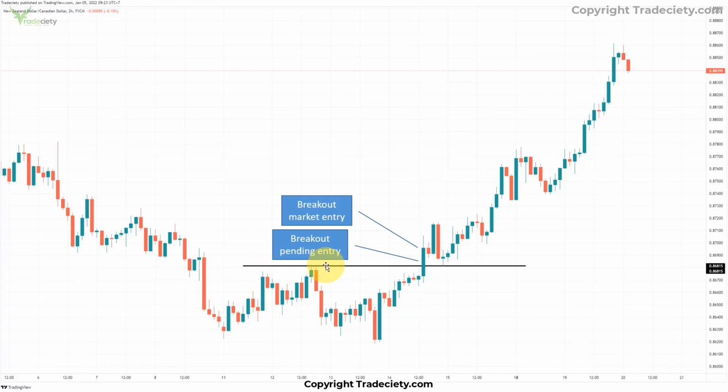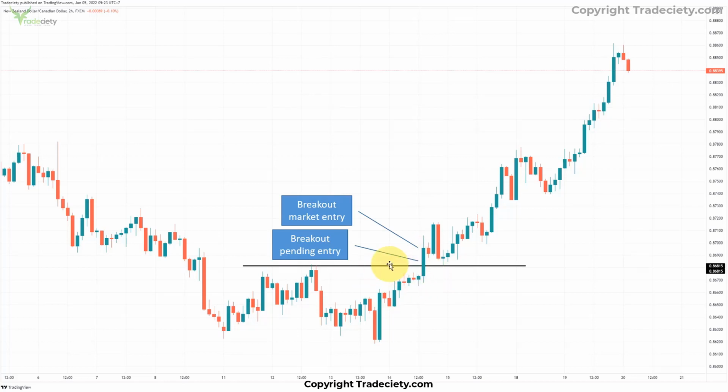It could be a pattern level, it could be a neckline, it could be a moving average, it could be anything really. But you have something that you have identified that has previously acted as support and resistance. It was a barrier of some sort in the past, and now you want to see that the market clears such a breakout level. And that is then often signaling a change of market structure. So here you can see the market is pushing through this, and this is what we would call a breakout entry.